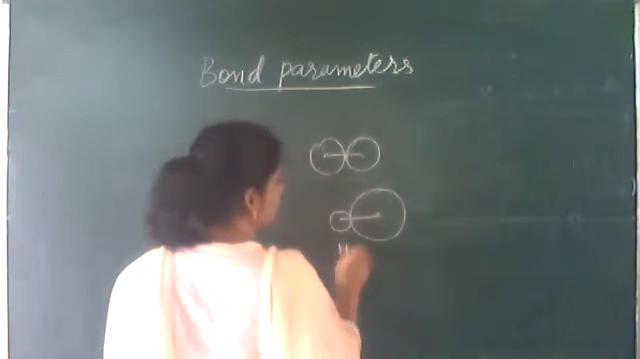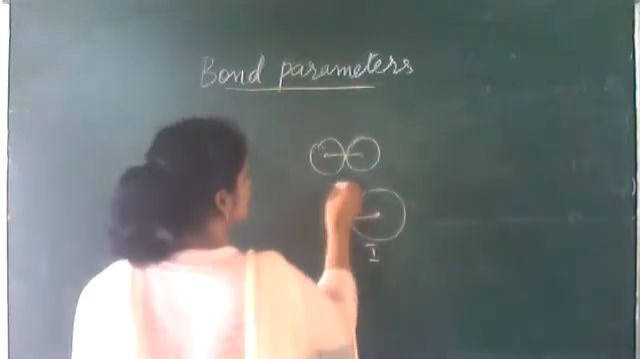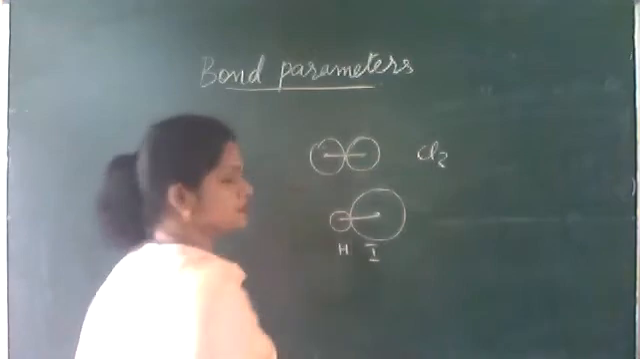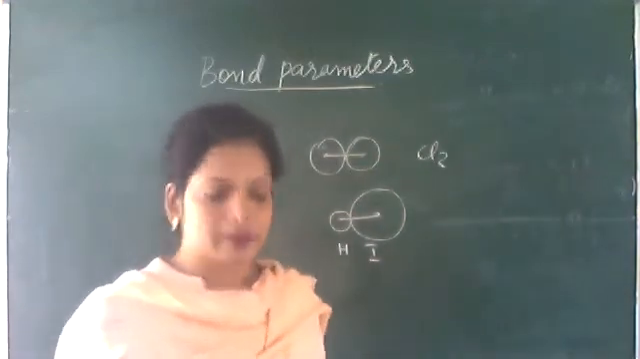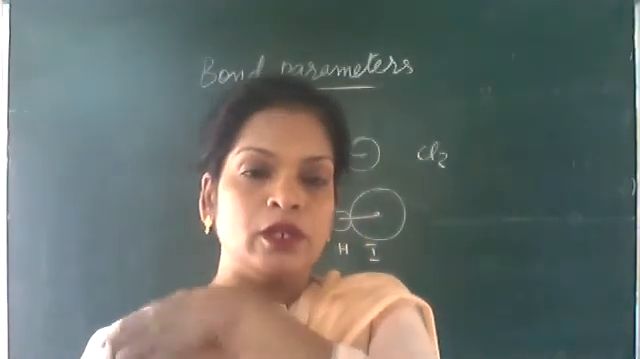If it is HI, it will be like this. If it is Cl2, it is like this. This is the bond length. Equilibrium distance between the nuclei of two bonded atoms in a molecule.